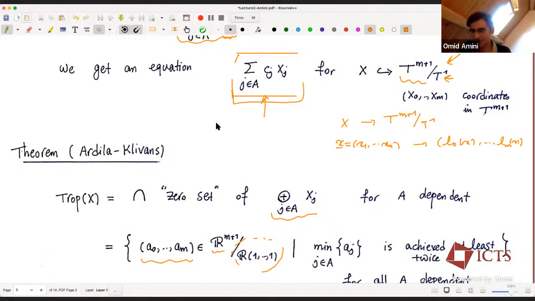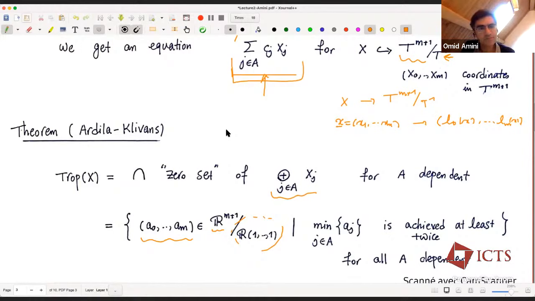Sorry, another maybe silly question. What happens if there is no dependent A? In that case, the tropicalization is the full space. Oh, it's the full space, I see. Yes, and we will see this. I will now introduce the combinatorial structure which remembers these dependencies, and then you will see why in that case it should be the full space.